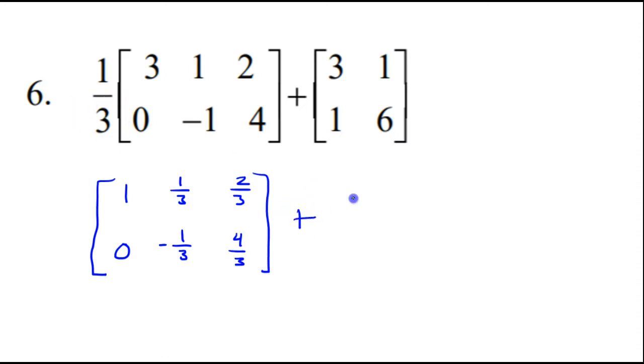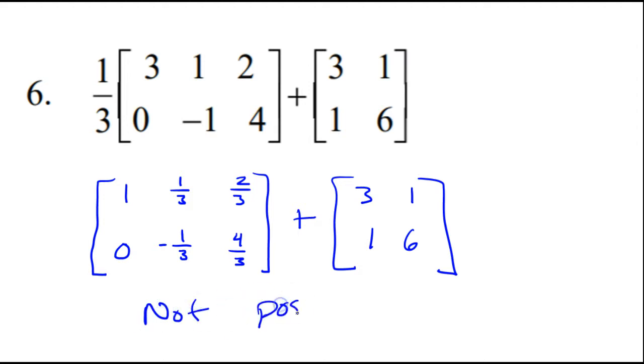Oh Lord, what now though? Immediately I see that we're going to have no solution, or this is going to be not possible. This is not possible because the dimensions are not the same. This is a 2 by 3 matrix, whereas this is a 2 by 2 matrix. In order to add or subtract, the dimensions must be exactly the same. Otherwise, I add 1 and 3, I add 1/3 and 1, but what do I add 2/3 with? There's nothing here. Not possible.